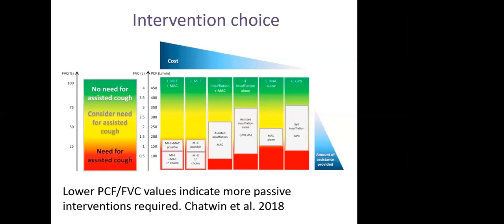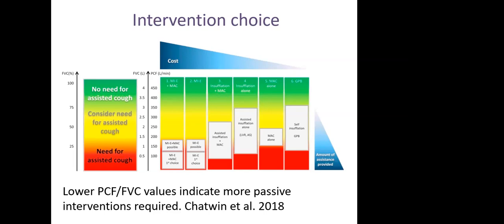It could be treatments using bag and mask, breath stacking, those sorts of things. And if they're in the green area, then they don't need any assisted cough. So what we're looking at today is patients who are in that red zone. And even if you don't necessarily measure those things, it might be worth thinking, is my patient in that red zone, and how does that guide the intervention that I use?